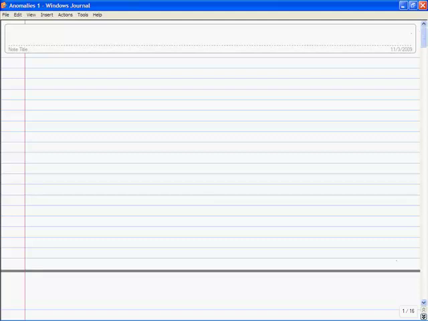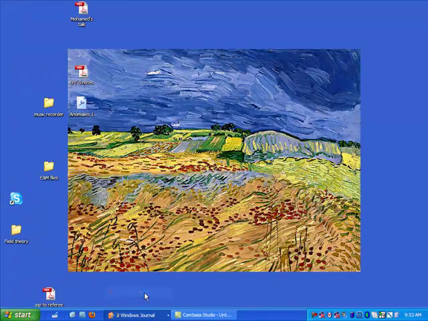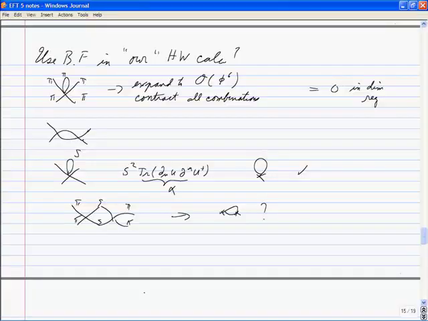Yes? I was wondering why earlier in the S-loop there was no momentum. The S-loop, let's pull it back up, sorry. What, this one right here? Yeah. Okay, yes.